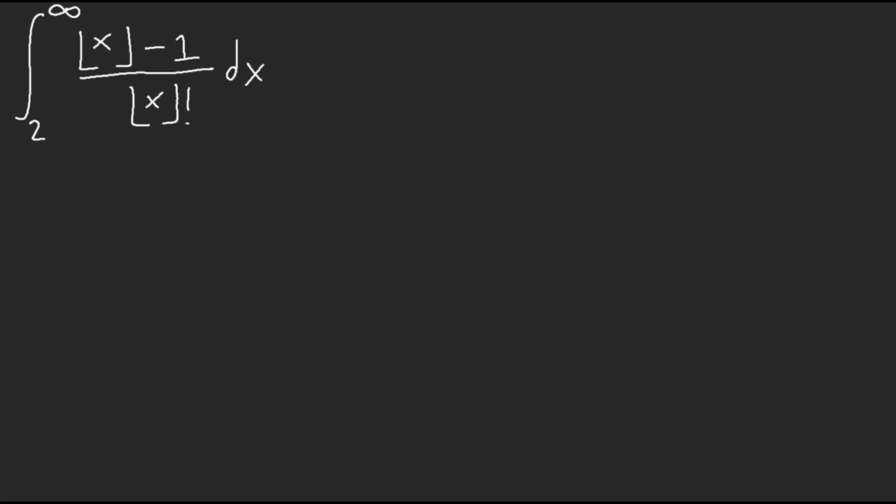Okay? Again, another integral where it's literally just a sum. Because everything's in terms of floor functions, we can immediately turn this into a sum. So at infinity, we have n equals 2. It's simply n minus 1 over n factorial. That's it, because everything gets converted into n's, and the integral from n to n plus 1 is just 1.